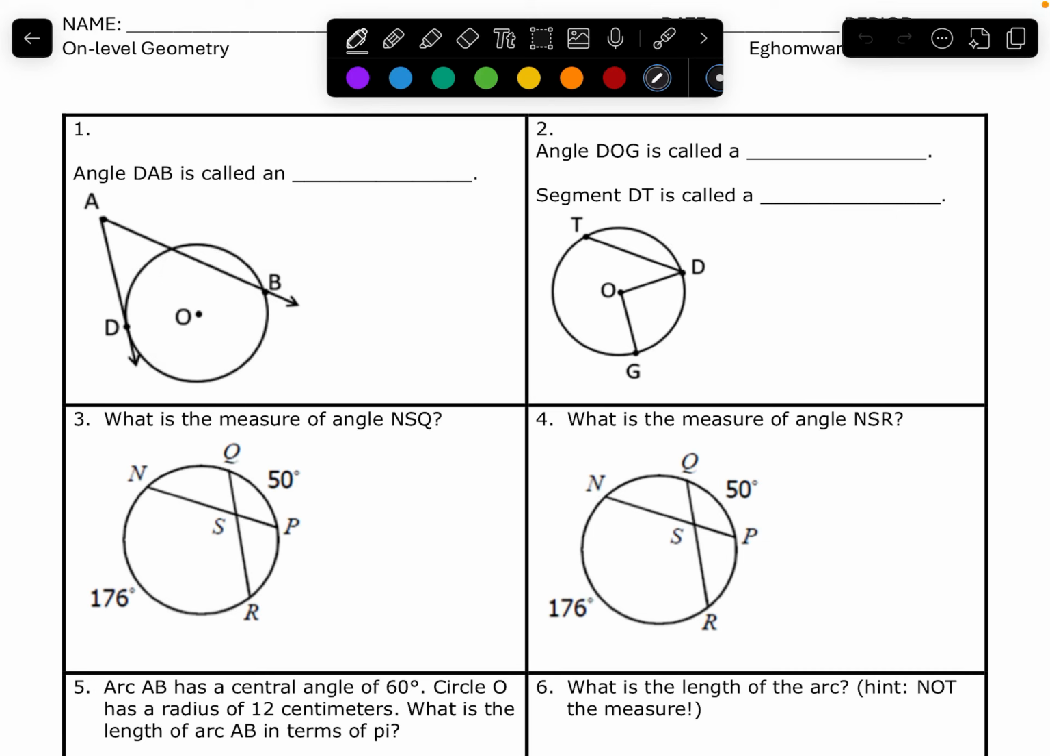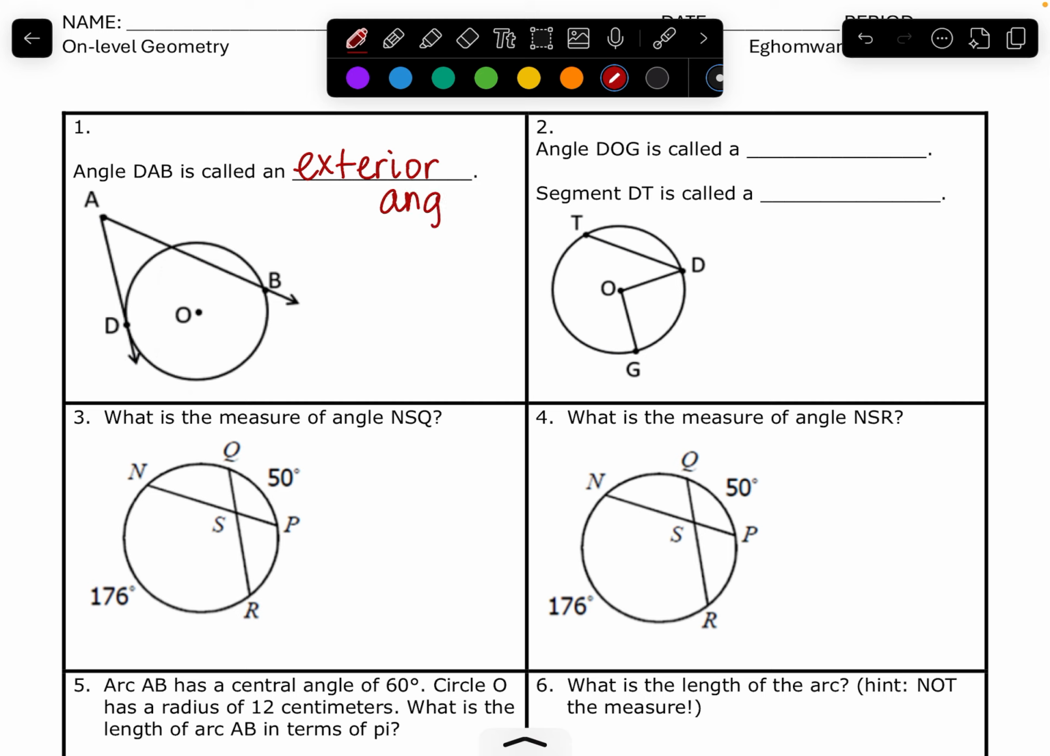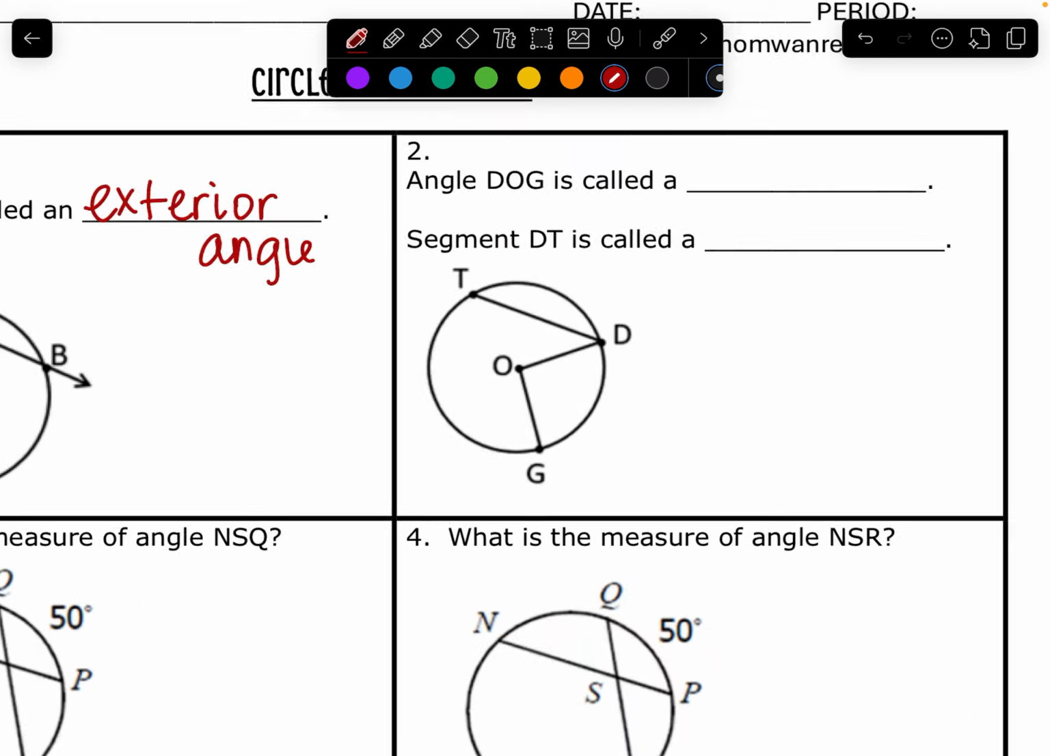All right, here is the circles test retake. Angle DAB is called N, which should give you a big old clue. Sorry, exterior, I had a brain fart there. We see this angle here is angle DAB, and it is on the exterior part of the circle. Okay, go ahead and try number 2.